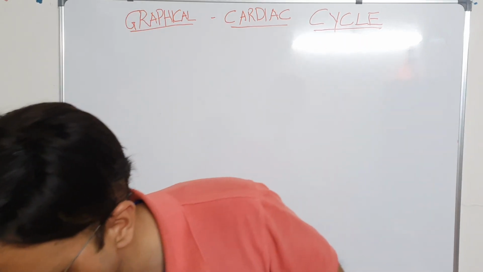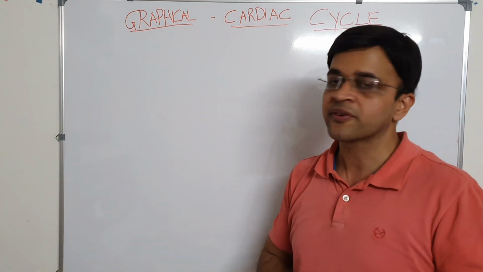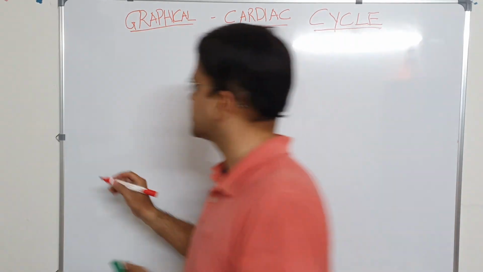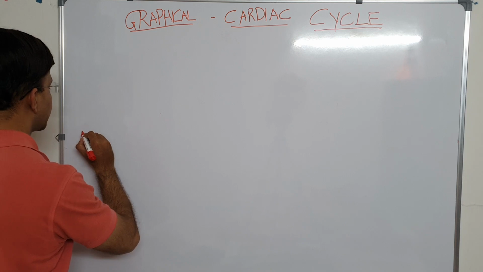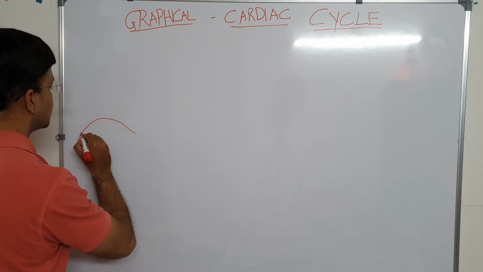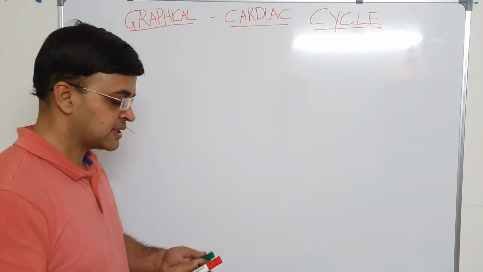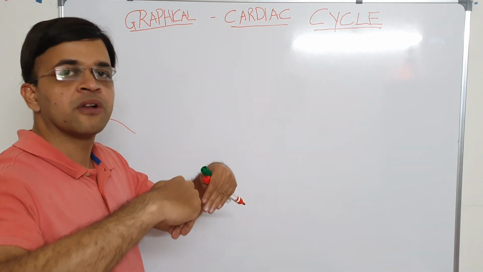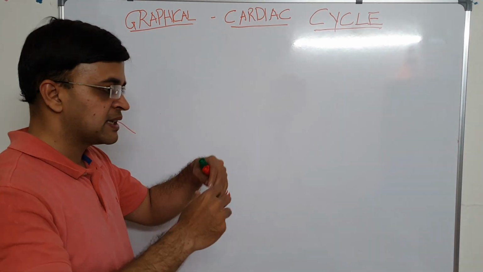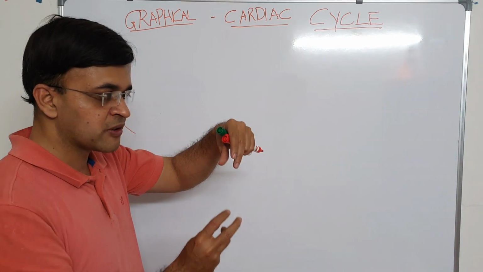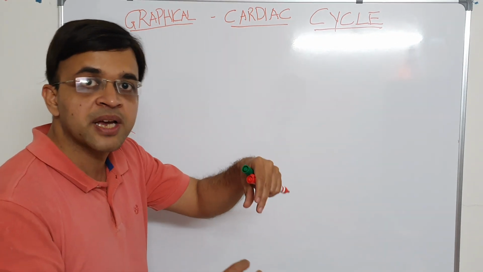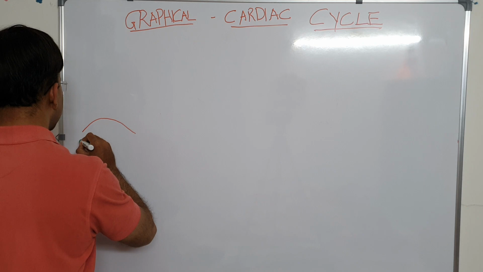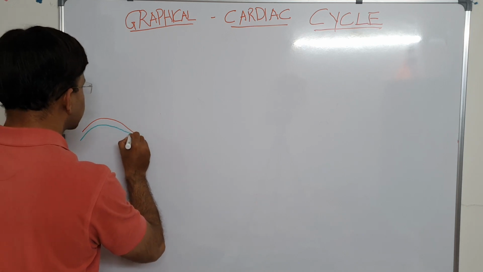So let's start first with the contraction of atria. Contraction of atria is obviously increasing the atrial pressure, so we'll get a loop like this, right? But in the phase of atrial contraction, the atrioventricular valve is open. This means that any increase in atrial pressure will also increase the ventricular pressure by the same amount, right?